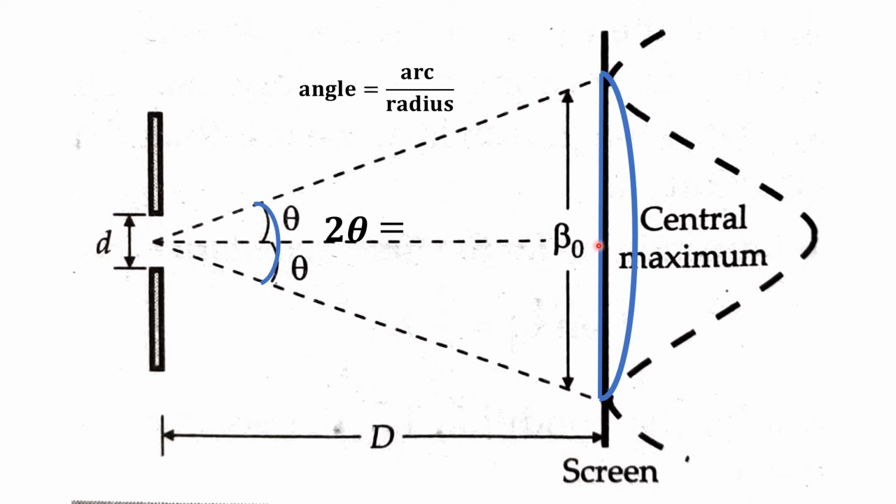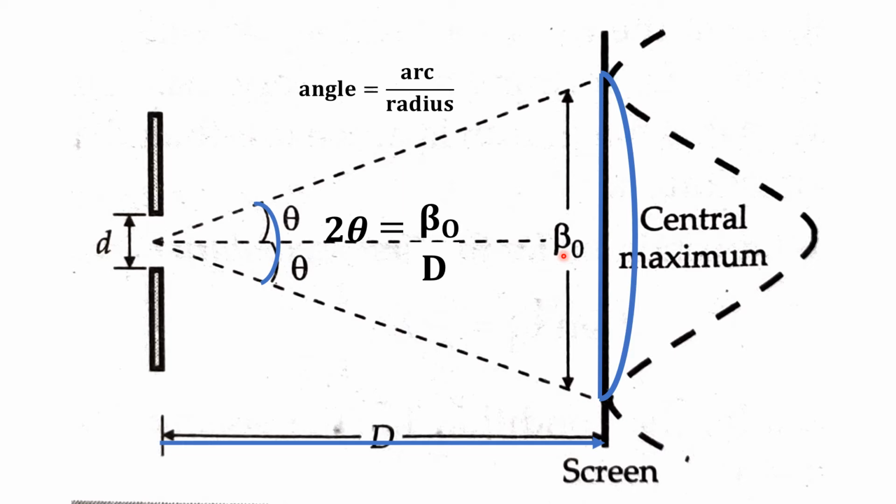They are quite similar. There's not much difference between the distance of these two. So I can consider this line as my arc. And how much is the length of this line? Beta naught. So my angle equals arc, which is beta naught, divided by the radius. So this is the radius, and how much is this distance? Capital D. So twice of theta equals beta naught by capital D.